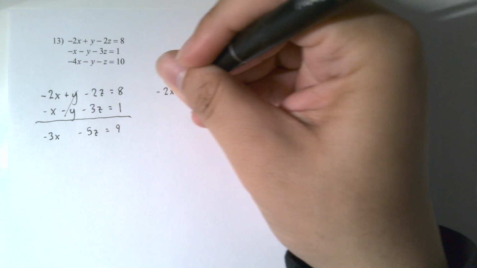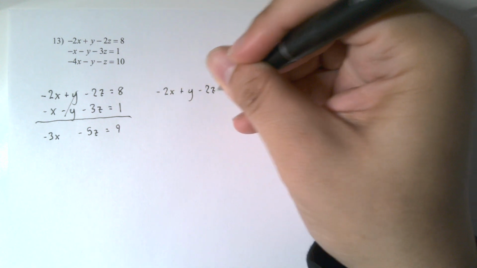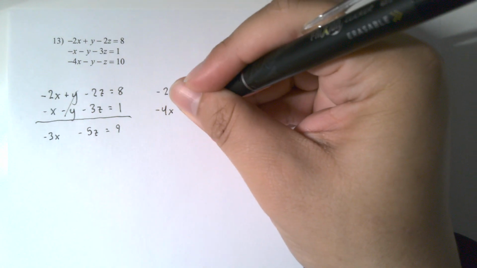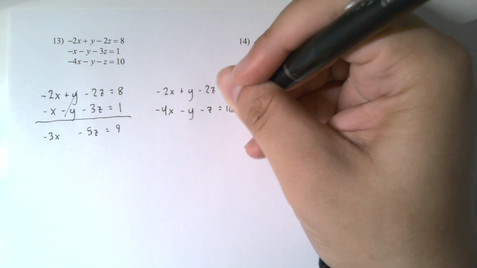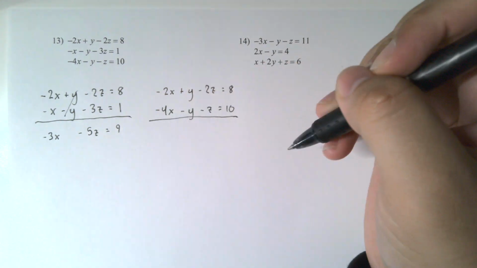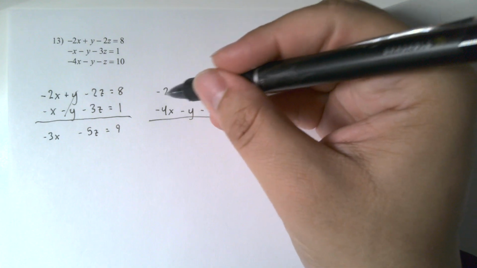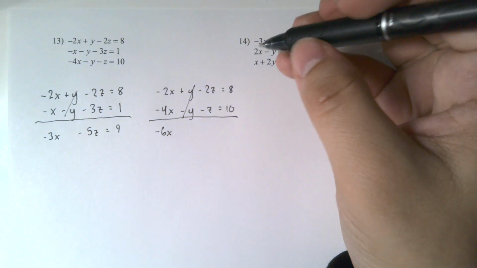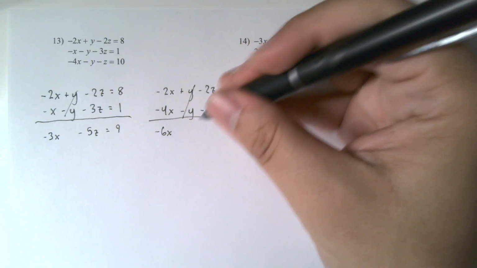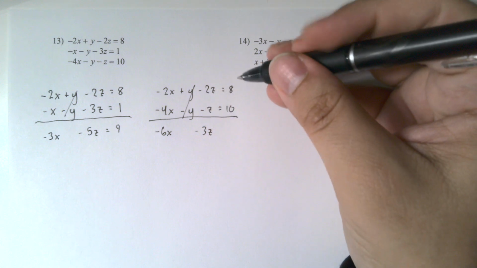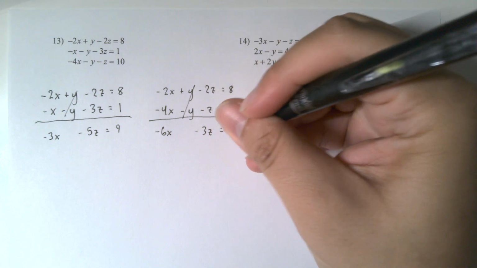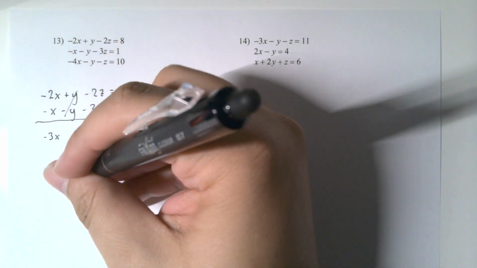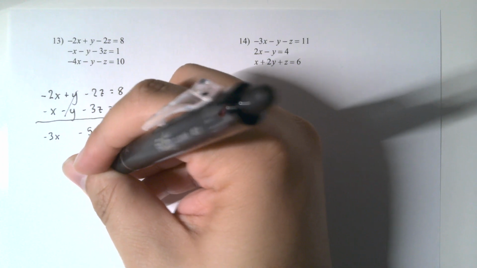That means we have negative 2x plus y minus 2z is equal to 8. And so that's our first equation. The third one in this case is negative 4x minus y minus z is equal to 10. Adding these two equations together, we're going to have negative 2x minus 4x is going to be negative 6x. The y's cancel, and we have negative 2z minus z is going to be negative 3z. And then we have 8 plus 10 is going to be 18. So we have two equations with just x and z. I'm going to rewrite them on top of one another.